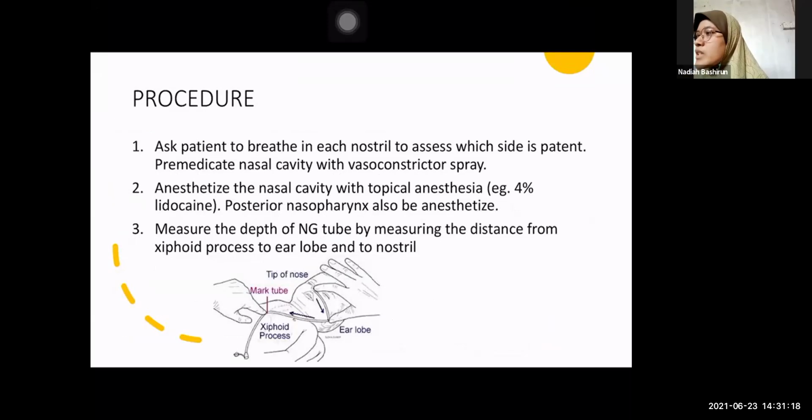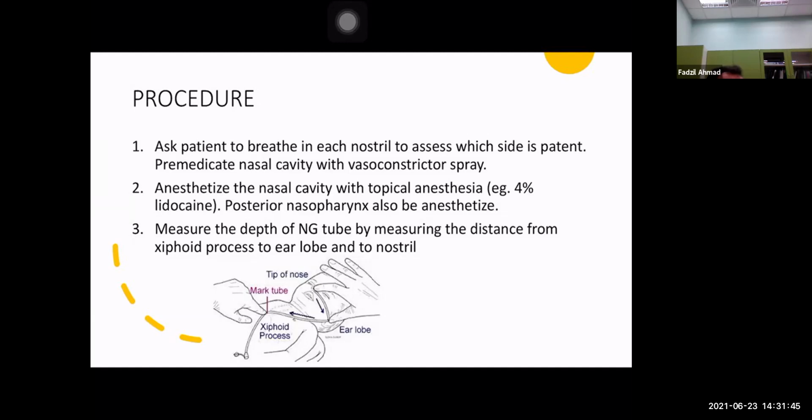We ask the patient to breathe in each nostril to assess which side is patent, and we premedicate the nasal cavity with vasoconstrictor spray. This is of course applicable for all the children. And then we anesthetize the nasal cavity with topical anesthesia. This is not mandatory, and the posterior pharynx can also be anesthetized.